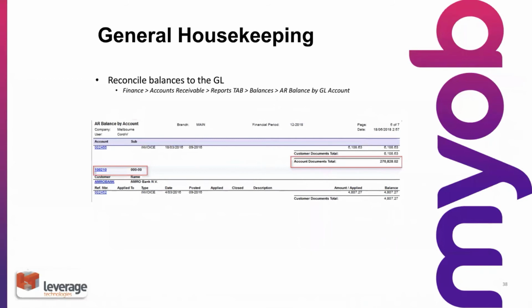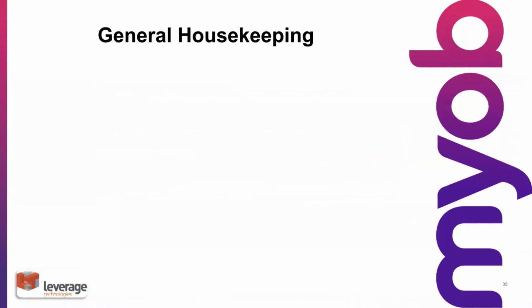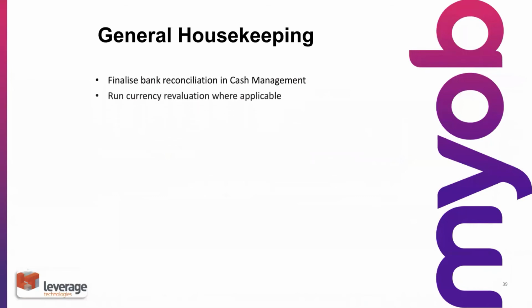On this particular screenshot, there are other control accounts for accounts receivable, as you can see there, the account in the general ledger and the sub-account as well. That's reconciling balances to the general ledger from the subsidiary ledgers. Obviously, we're going to do our final reconciliation of cash management. That's pretty straightforward. Run currency revaluations where anyone is using multi-currency.